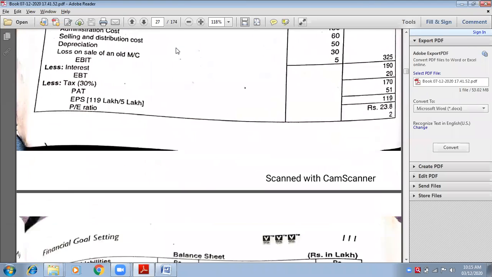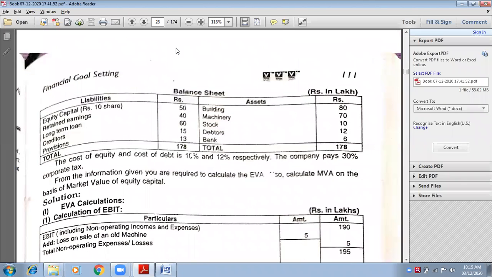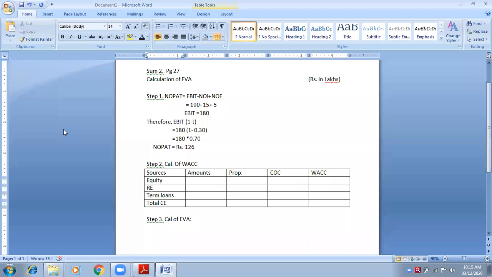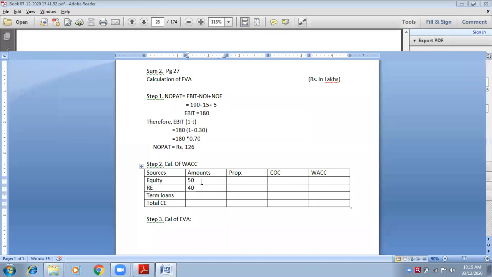Further it is given in the question balance sheet: equity 50, retained earnings 40, long-term loans 60. Only these three things I will take in cost of capital. Creditors, provisions and assets are never taken. Only capital is taken. Equity capital, retained earnings is also a part of capital. Long-term loan is borrowed capital. So 50, 40, 60.